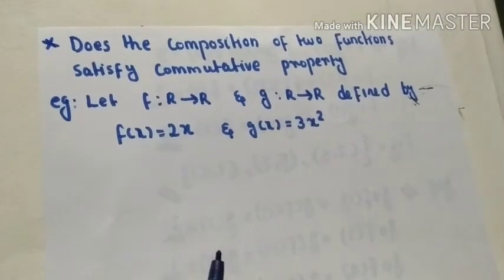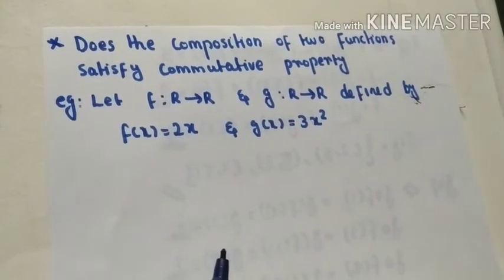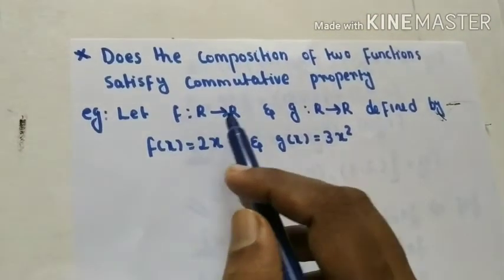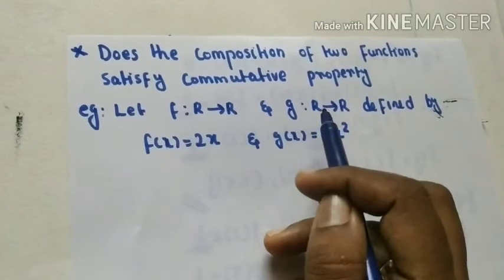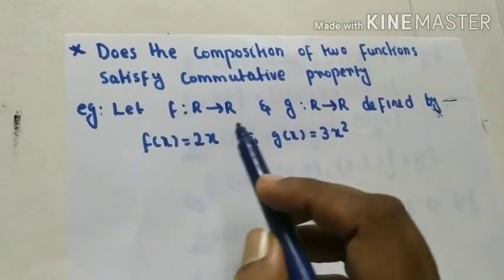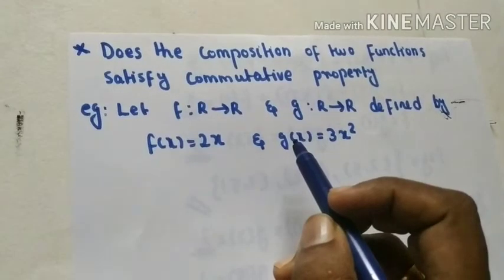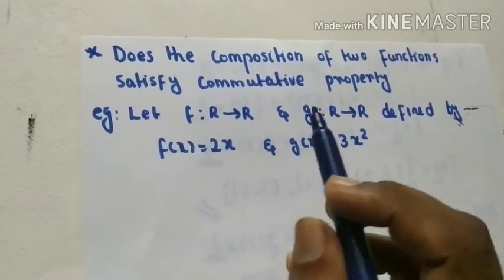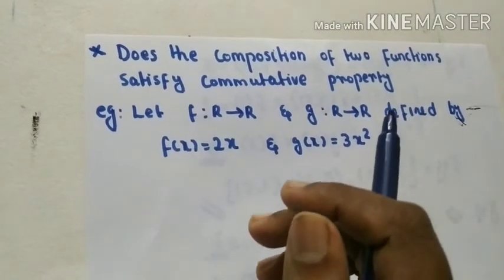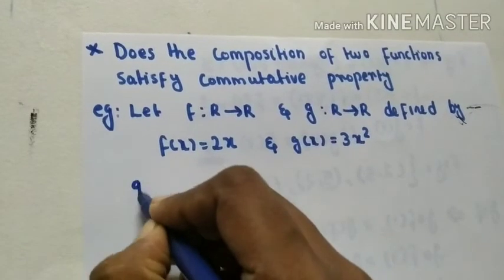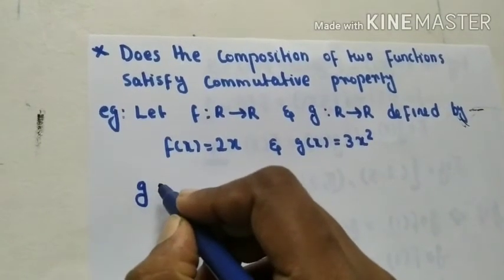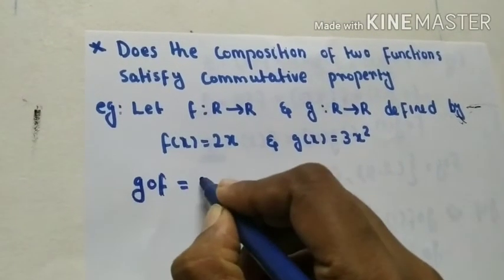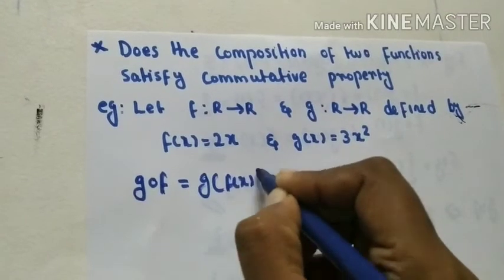Does the composition of two functions satisfy commutativity? Let's see an example. Let a function f from R to R and g a function from R to R be defined by f of x equal to 2x and g of x equal to 3x square. So let's find the composite of functions f and g first, and then g and f. First, the composite function of f and g, that means g of f. We know that g of f equals g of f of x.